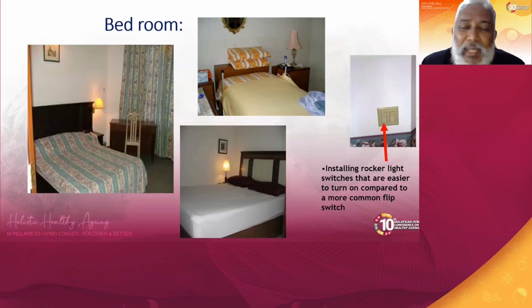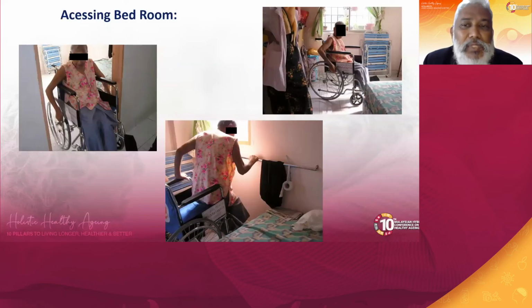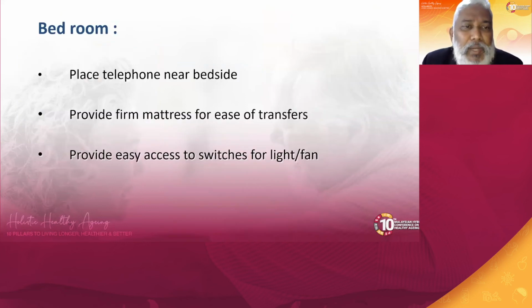Whether they can get up easily after they sit and sleep, and again they need to sit up. Simple modifications can help them to sit up from their bed, like grab bars, railings, and so on. In the bedroom, try to place a telephone nearby at the bedside and provide a firm mattress for them to get in or get out.